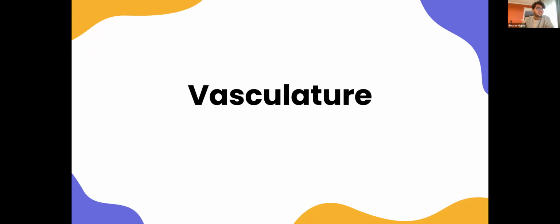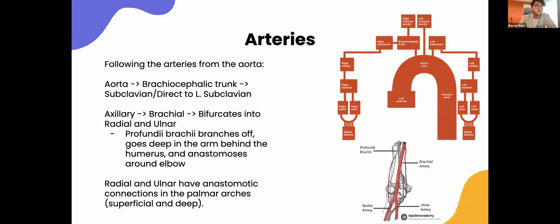All right. Vasculature. Again, just to preface, vasculature is not too important. It's a good idea to know where any important arteries run though, in terms of complications for injuries and stuff like that. But they're not that important. A way that I like to understand the arteries is just to start from the aorta, which is also near our heart, and then go through the route that arteries take.